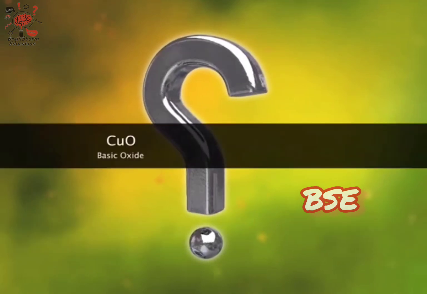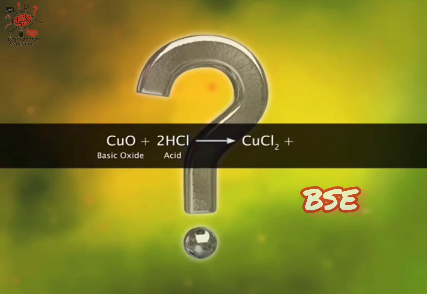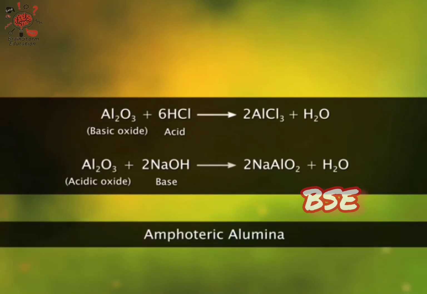Metallic oxide is basic in nature since it reacts with acid. Example, copper oxide. Alumina reacts with acids and also with bases. That is why aluminium oxide is amphoteric, that is, it is acidic as well as basic.